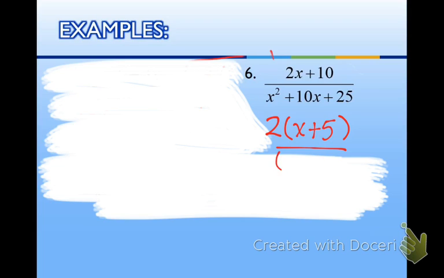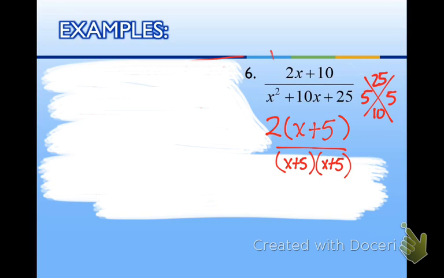Someone is very excited about the fact that we can factor out the denominator nicely. What do we get? x plus 5 and x plus 5. Remember, if you use that x method, we're multiplying to 25, adding up to 10. 5 and 5 do the trick.